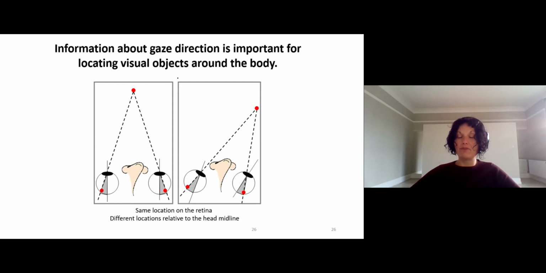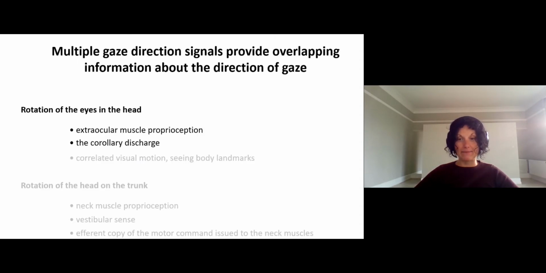Of course, there are rare situations when we can see the nose together with the dot, but those are the exception rather than the rule. So for all practical purposes, extraretinal information is necessary to locate visual objects relative to the body. We have a number of sources that inform the brain about the direction of gaze. And I've listed them here.